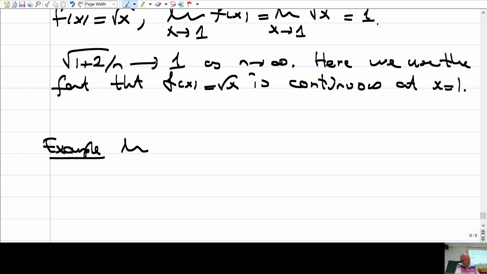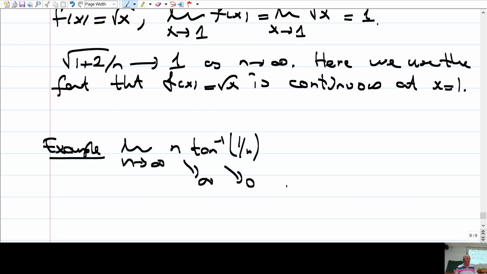Okay. Limit as n goes to infinity of n times tangent inverse of 1 over n. Well, as n goes to infinity, 1 over n goes to 0. Tangent inverse of 0 is 0. So this goes to infinity and this goes to 0. 0 times infinity is indeterminate, right? We don't know what the limit of something like this is.